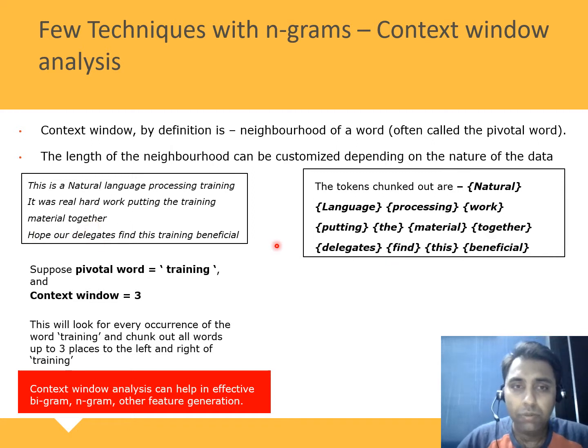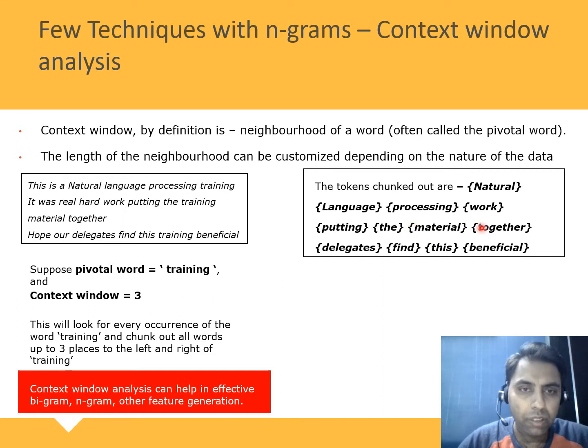Okay. So for the second sentence, when I look at the word training, 3 words to the left of it are work, putting, the. So I get work, putting, the. And then 3 words to the right of the word training. Actually, there are just 2 more, then the sentence ends: material and together.